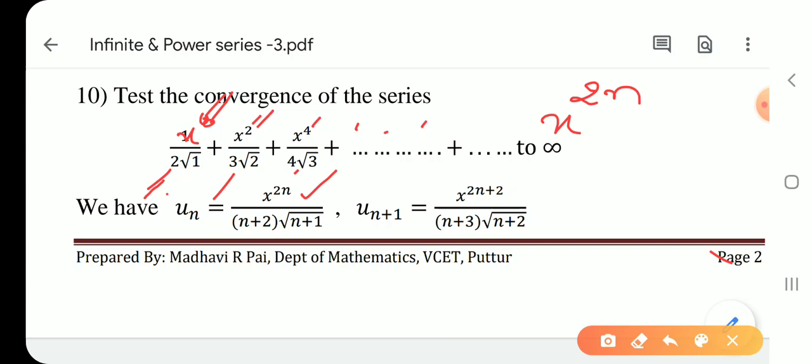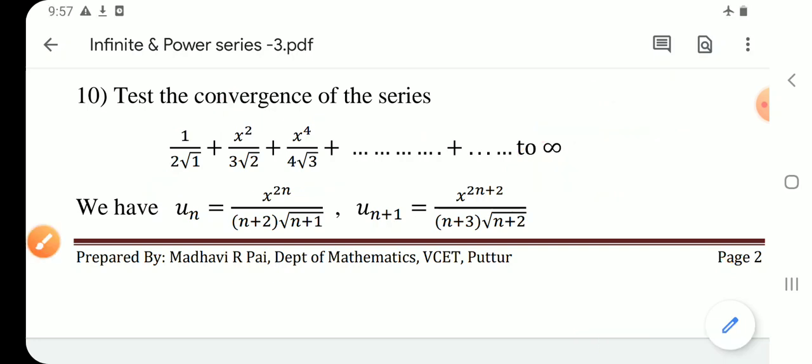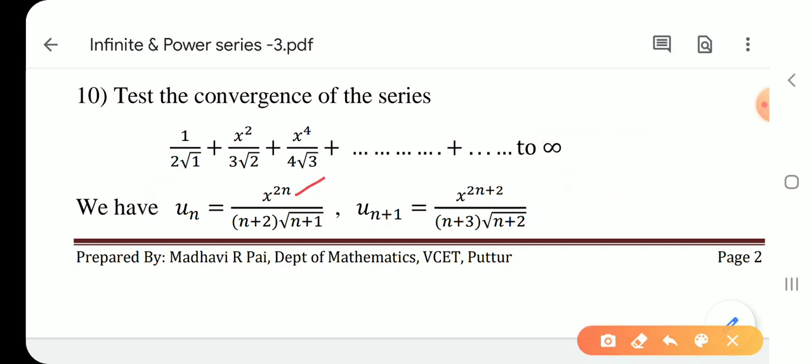So here we will get it by adding one more here, 1. Here also one more. So see here it becomes, the formula is n plus 2 into square root of n plus 1. So when you put n is equal to 0, x to the power 0 is 1. When n is 0, 0 plus 2 is 2. When n is 0, 0 plus 1 is 1. So you get the first term.